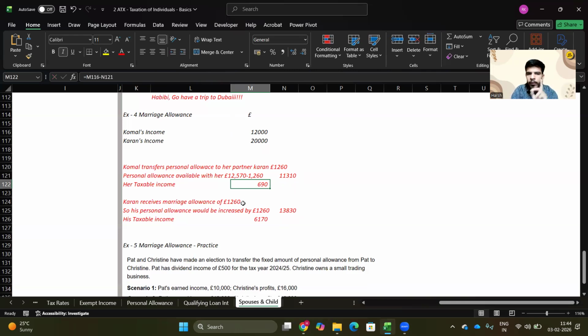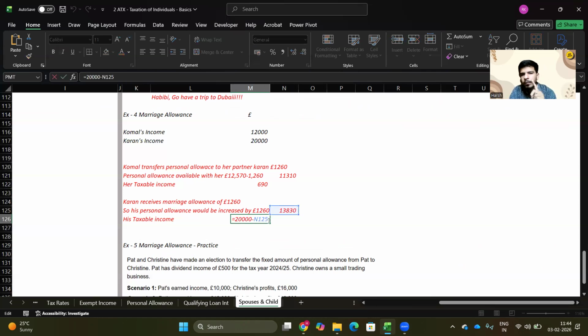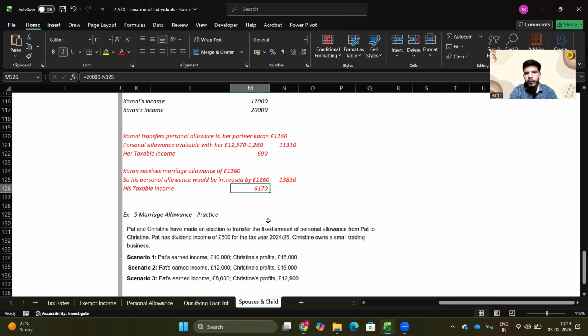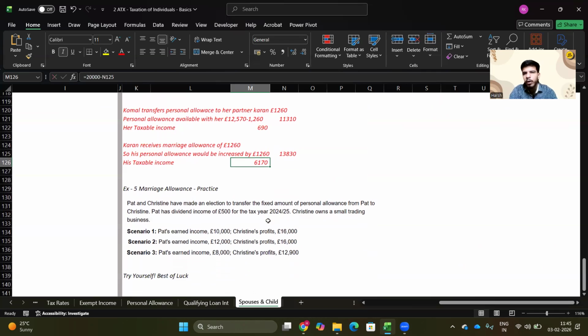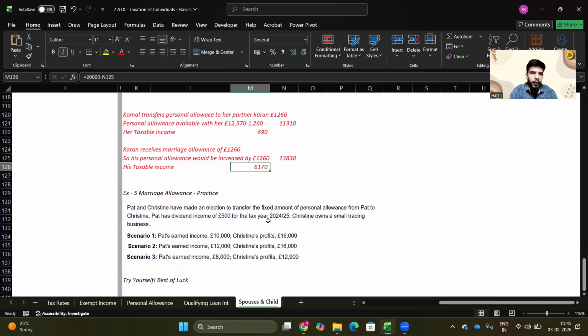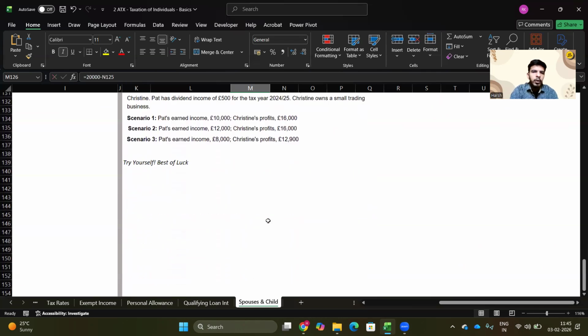Now Karan, if he receives 1,260 pound, his personal allowance would increase to 13,830 pound. So his taxable income would be 20,000, the total income he has, less the updated personal allowance balance that he holds. Perfect. So this is how personal allowance can be transferred and how marriage allowance works.